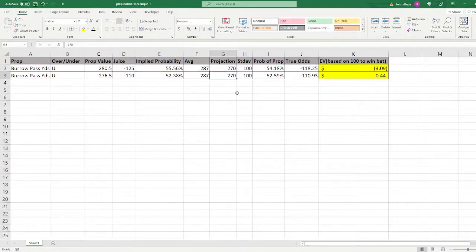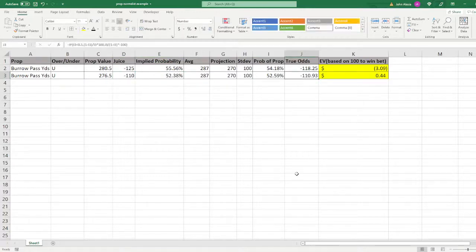Again, the average, these numbers aren't going to change. My projection was 270, standard deviation of 100. But now the probability that we get underneath this prop, of course, is going to be lower. Why? Because I've got 4 less yards to play with here. My probability is 52.59%, which is slightly more than the 52.38% implied probability this minus 110 is suggesting.